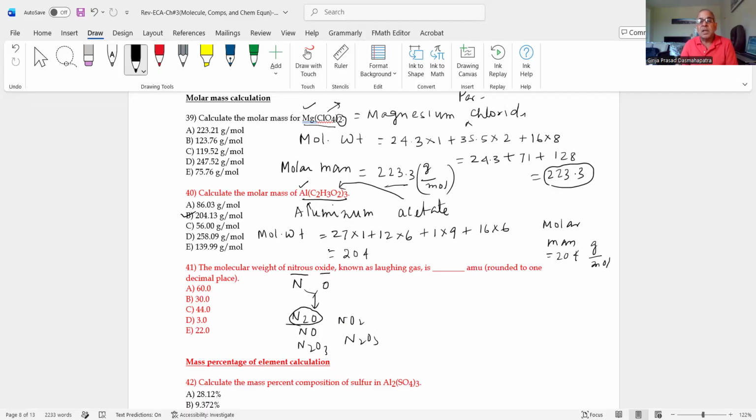So you have to find out the molecular weight of this one. N2O, nitrogen 14 into 2 plus 16 into 1. So it will be 28 plus 16. So it is 44. Okay. So this is exactly 44.